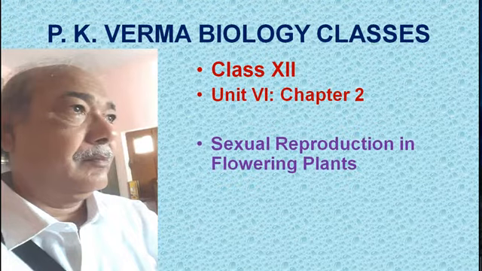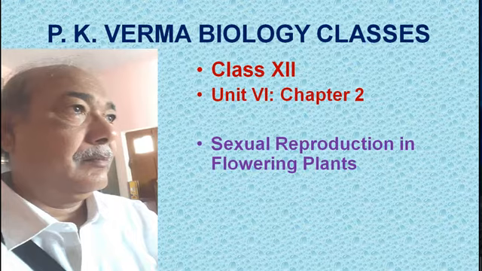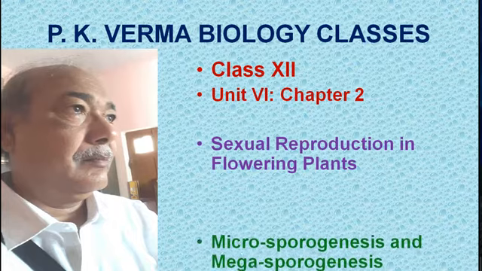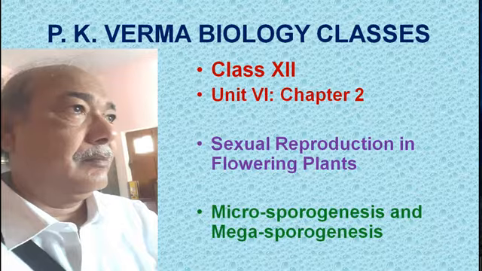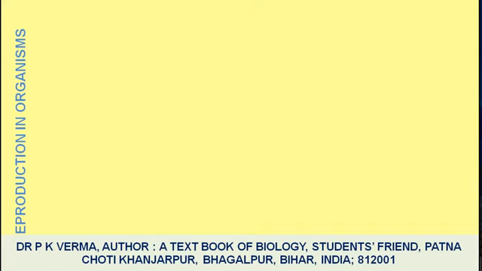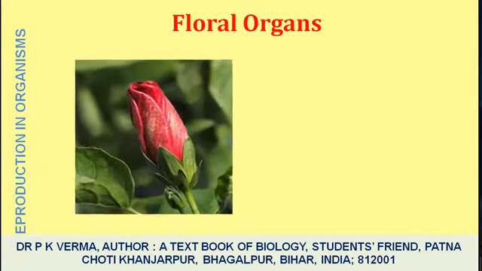Today I will discuss the characters of flowers and the process of microsporogenesis and megasporogenesis. Now let us just revise the structure of a typical flower. It was already discussed in class 11 in greater detail.